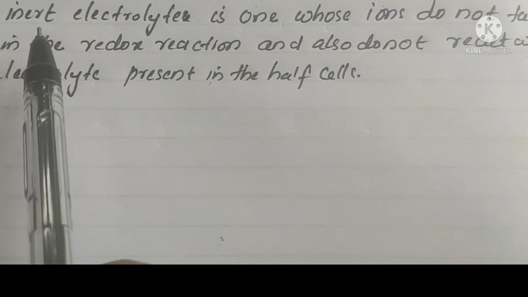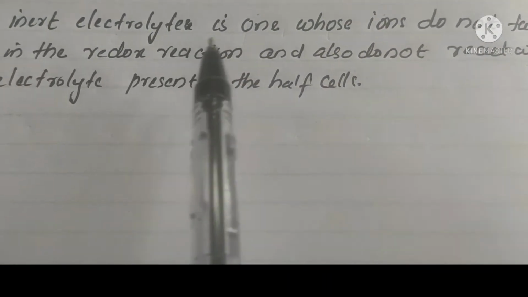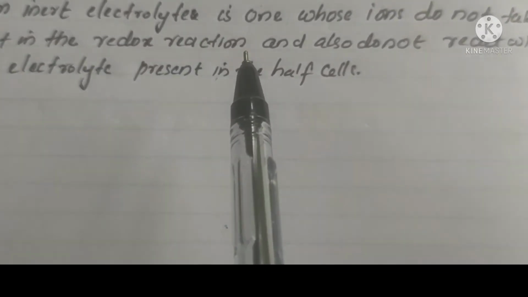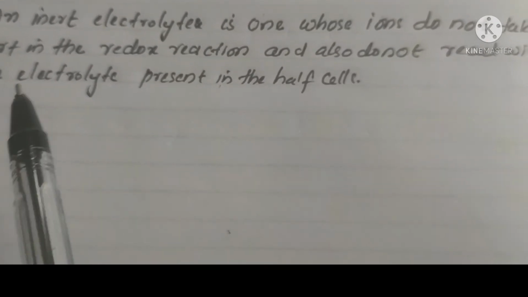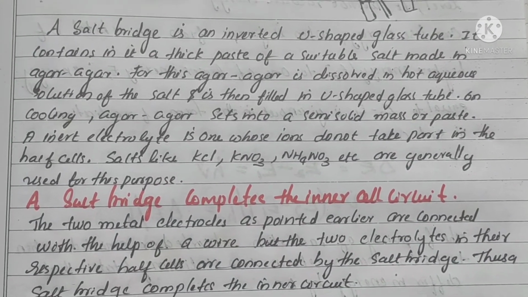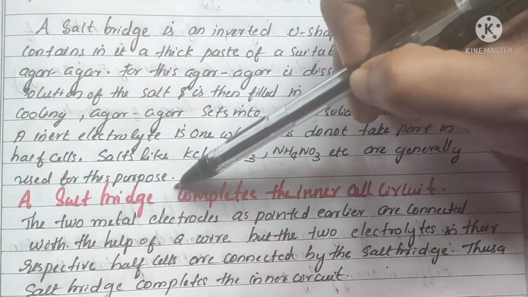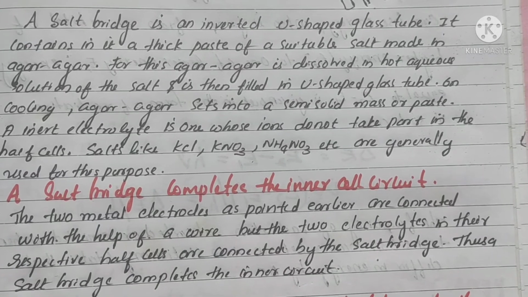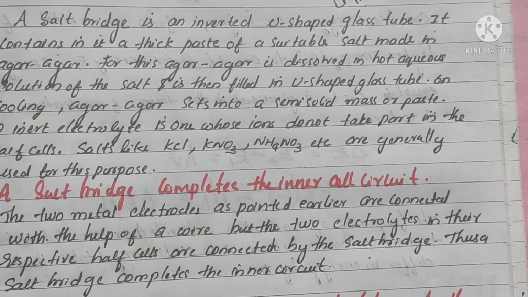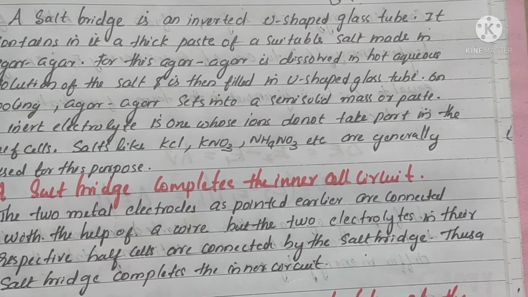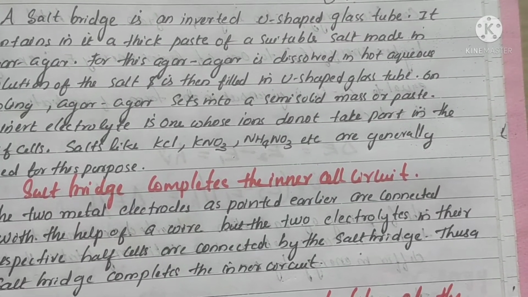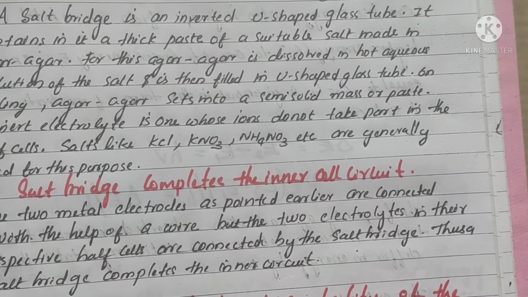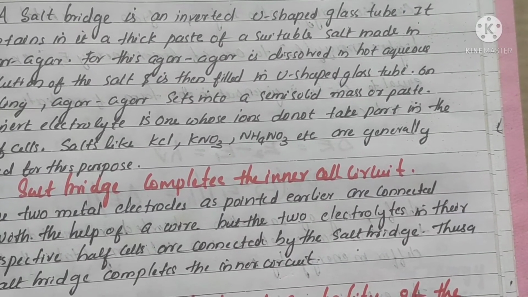An inert electrolyte is one whose ions do not take part in the redox reactions and also do not react with the electrolyte present in the half cells. Functions of the salt bridge. A salt bridge completes the inner cell circuit. The two metal electrodes, as pointed out earlier, are connected with the help of a wire. But the two electrolytes in their respective half cells are connected by the salt bridge.